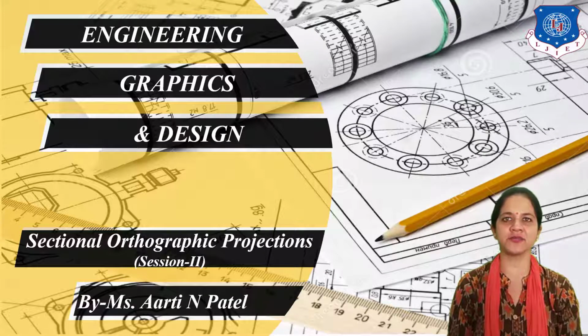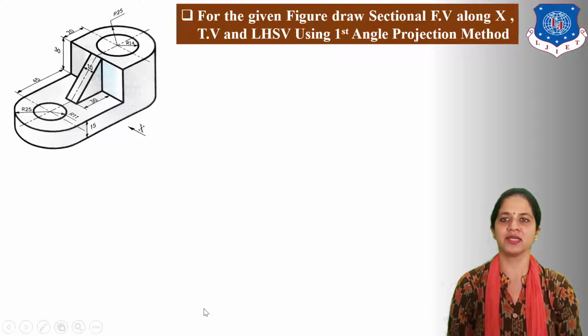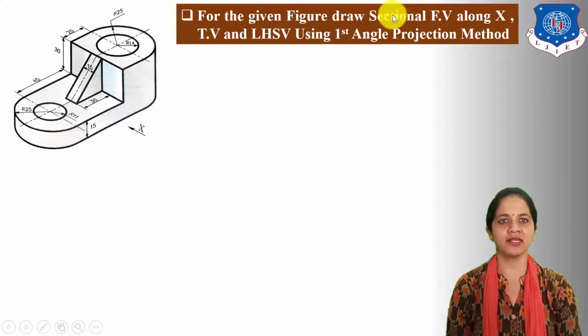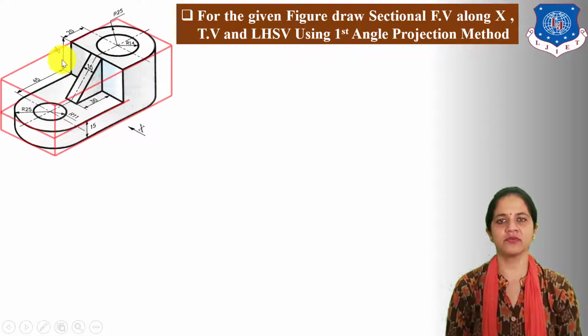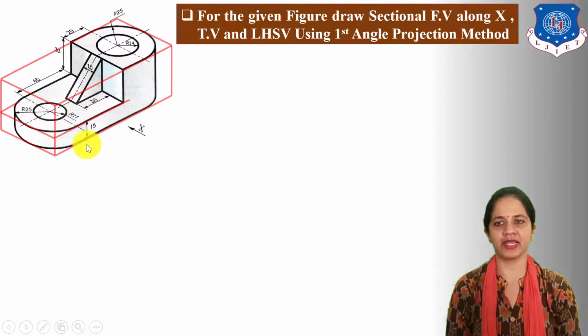This is the second session of sectional orthographic projection. In this session we are going to solve an example of sectional orthographic projection. Here you can see one 3D object is given. As per the given data, draw the sectional front view along X direction, top view and left hand side view using the first angle projection method. Here, assume this 3D figure in one box. This box covers the maximum length, maximum width and maximum height of the given object.